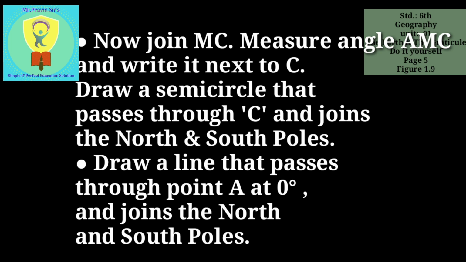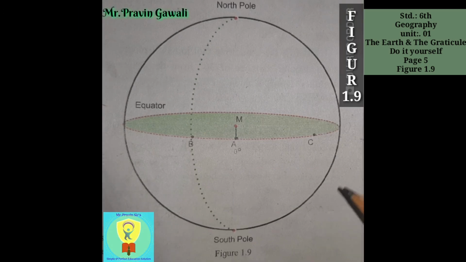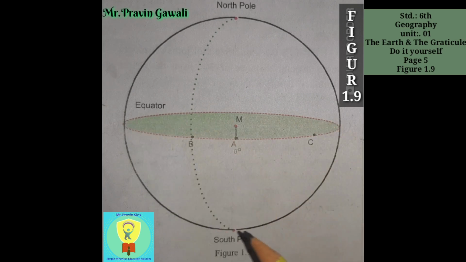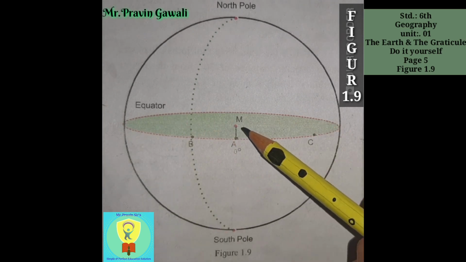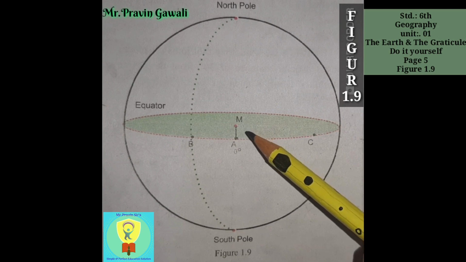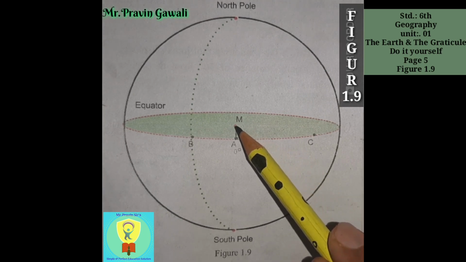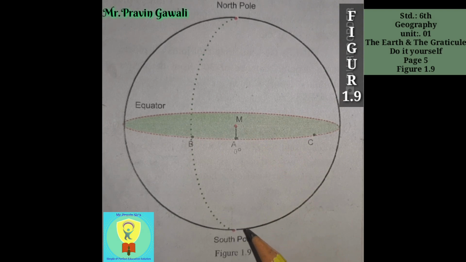So we have to follow all these instructions and do the activity. Let's start. Before doing this activity, we will see what is given in the figure. A circle is given, that is a globe. The equatorial plane is given, which has a center, M. We have learned that the center helps us to measure the angular distance, so the center is important here.